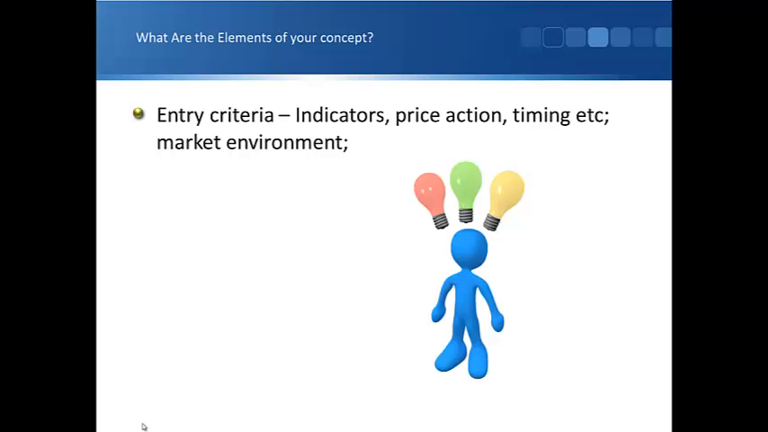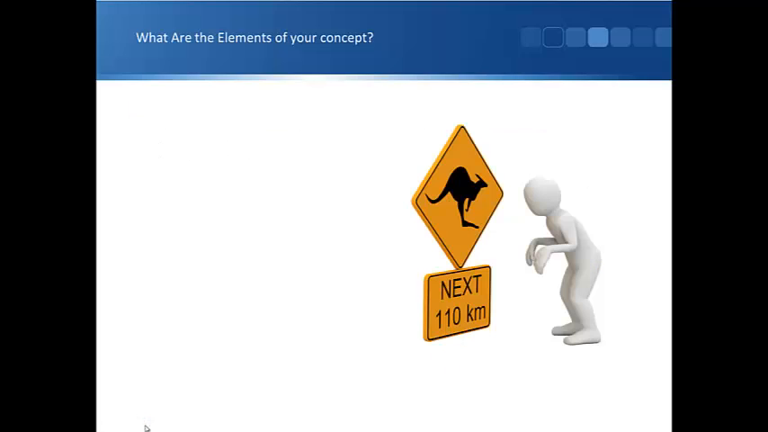So the elements of the concept: you're going to have your entry criteria, which we spoke about last week. What percentage of the overall system is the entry criteria? How important is it in the system? It's about 20%. That can come from indicators, price action, timing, or market environment. So there are a number of ways we can get into the market, and we can use one or a combination of those entry criteria.